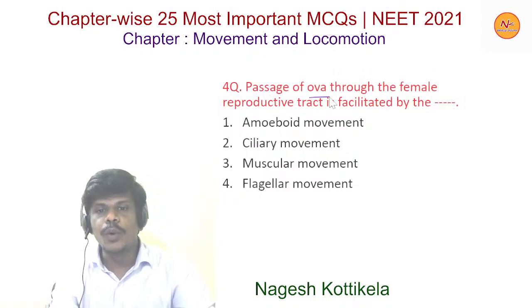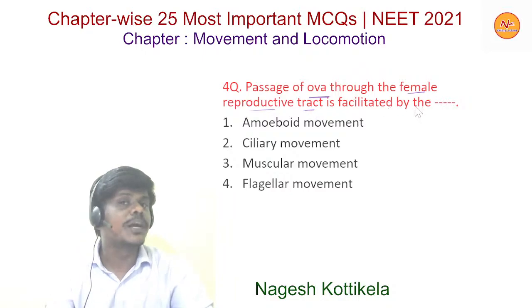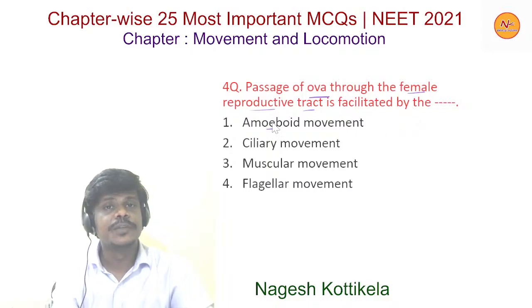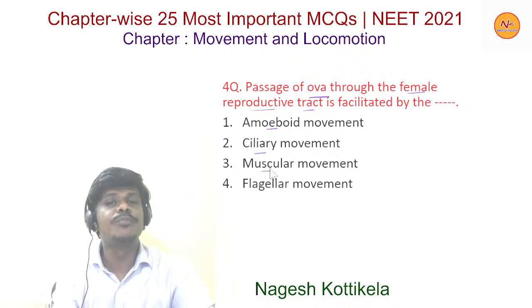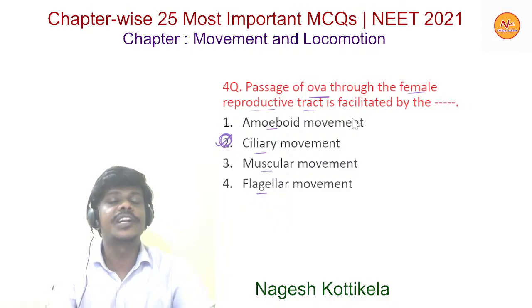Passage of ova through the female reproductive tract is facilitated by which type of movement? Option 1, amoeboid movement. Option 2, ciliary movement. Option 3, muscular movement. And option 4, flagellar movement. And here option 2 is the right option.